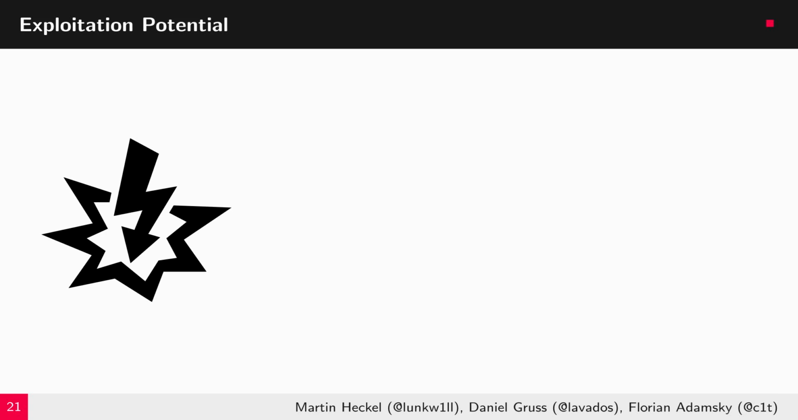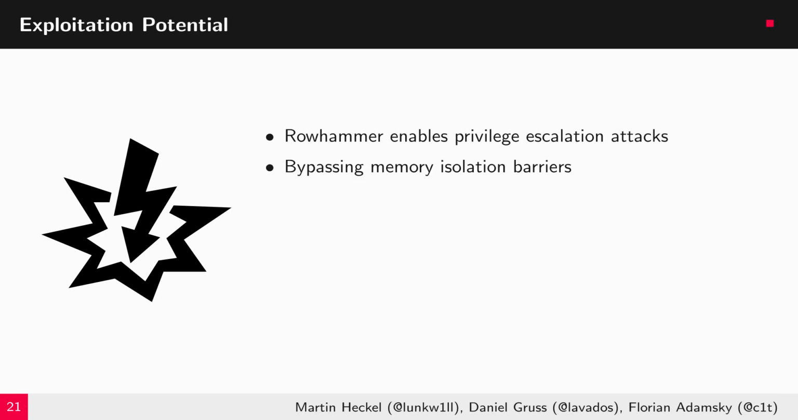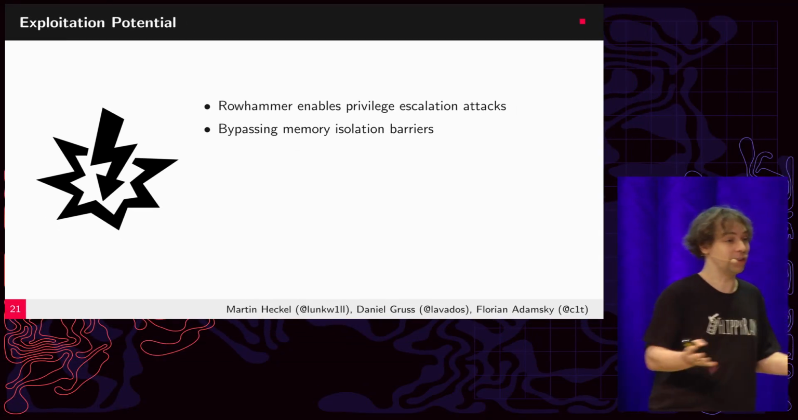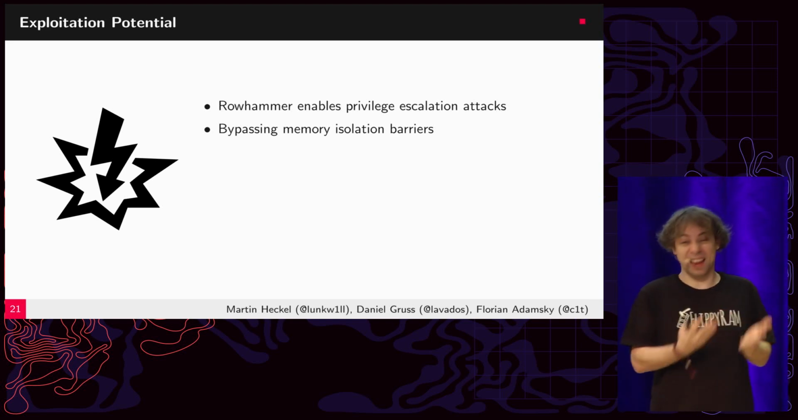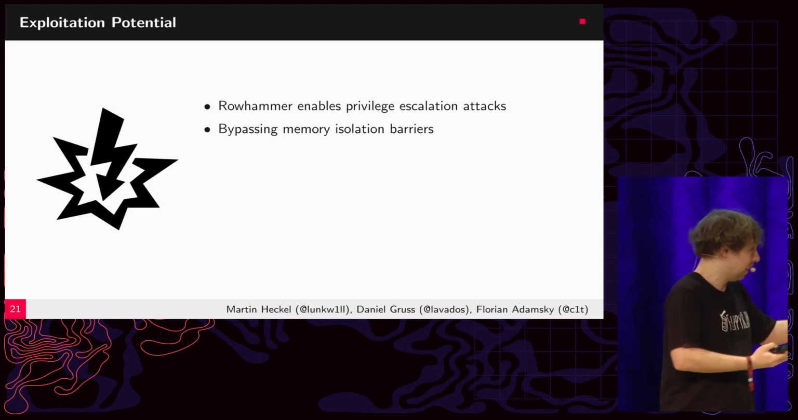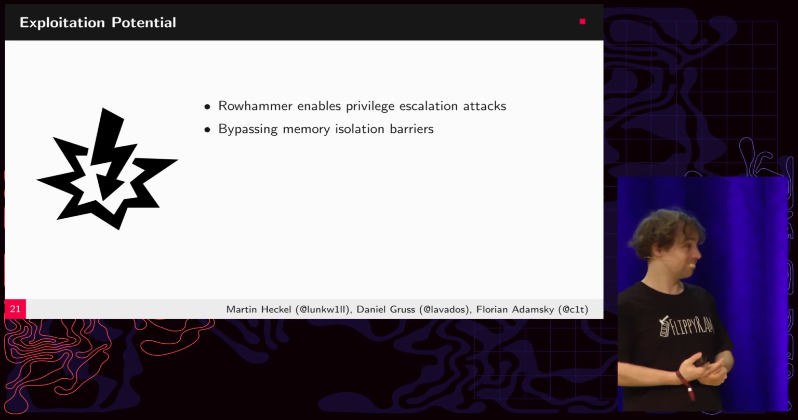So let's maybe talk about the security part a bit more to convince you that this is really relevant. Attacks, attacks, attacks. That's the most important part. With Rowhammer, we already showed that we can do privilege escalation attacks and we can bypass all memory isolation barriers in the system. I would say that is much worse than the Meltdown attack, and that was big in the media. Yes, I remember this one.